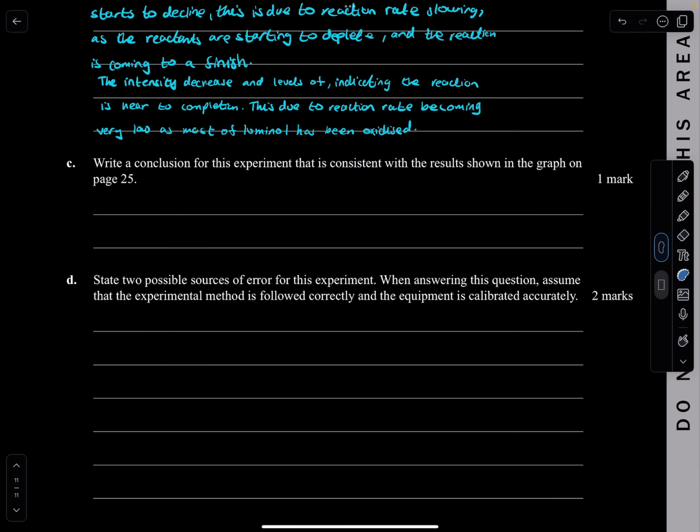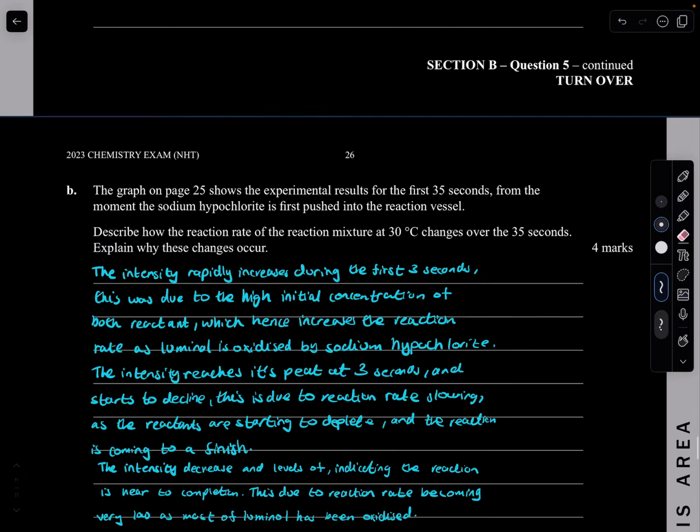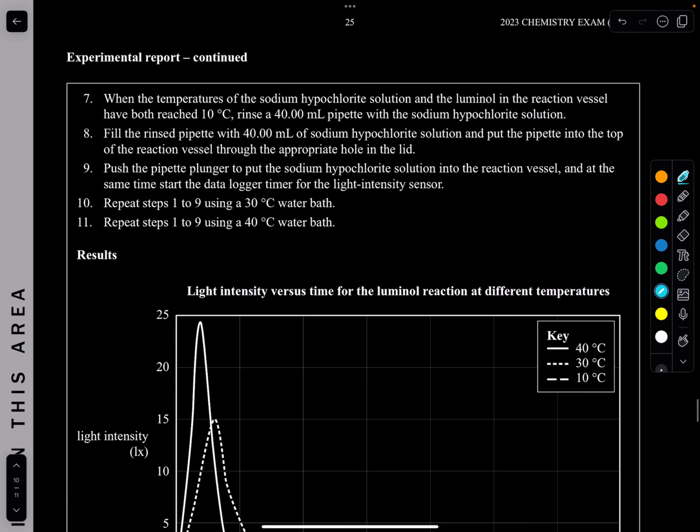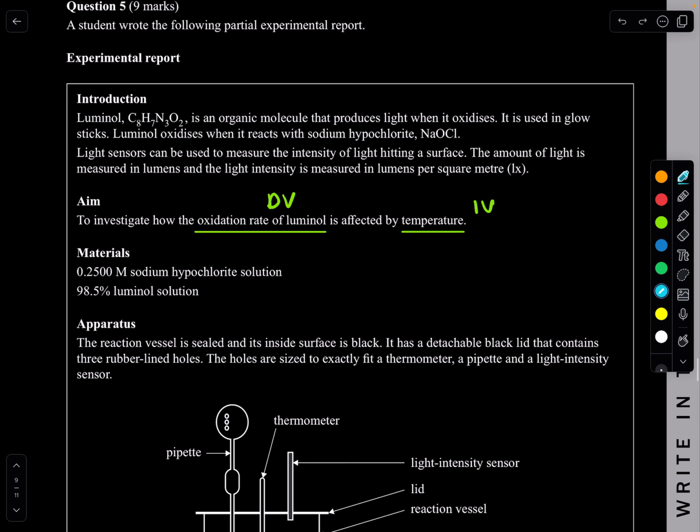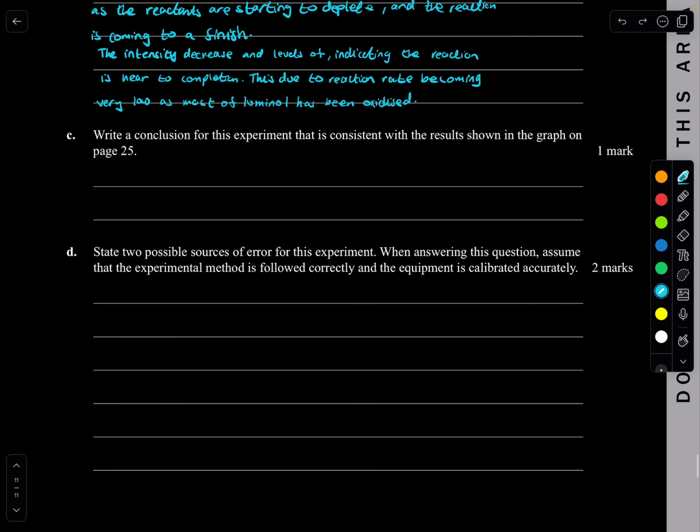C. Write a conclusion for this experiment that is consistent with the results shown on the graph on page 25. Easy. I love when it says conclusion, because conclusions in chemistry don't have to be very detailed. Normally, they're 1 mark. For conclusions, you need to refer to the independent and dependent variable and what the results were telling us. As you increase temperature, the reaction rate increased. So you just say: in conclusion, by increasing temperature, the oxidation rate of luminol increased. It's very simple and nice.